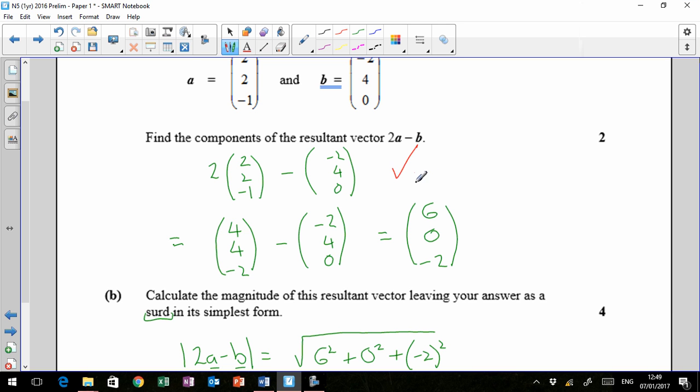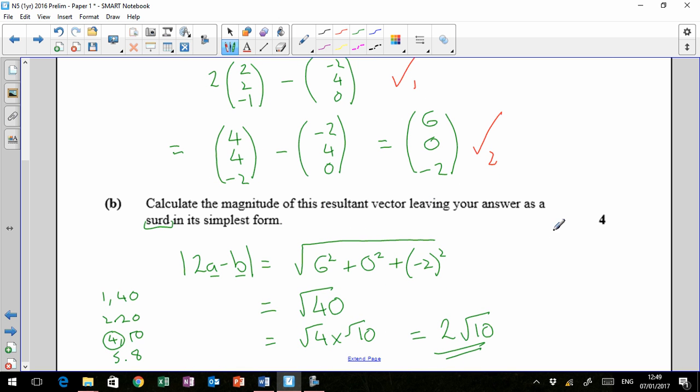First mark up here is for setting up your sum, so knowing how to calculate with vectors, and the second one is carrying it through correctly. Your first mark down here is for setting up the magnitude. The second one's for calculating it. The third one is for splitting up into its factors. And the fourth one is for completing that process.